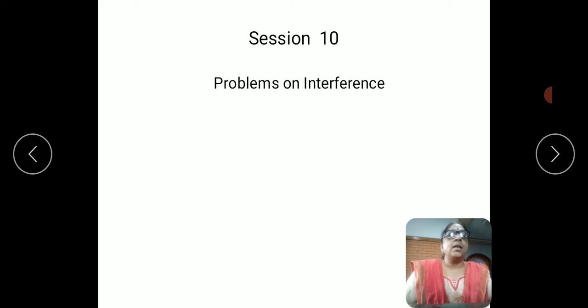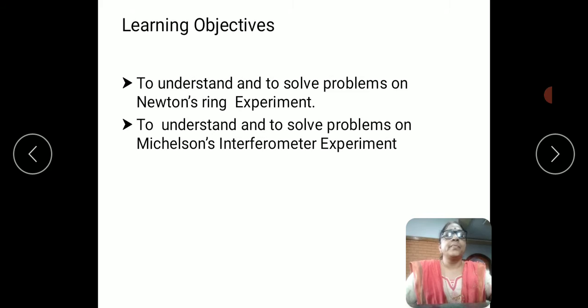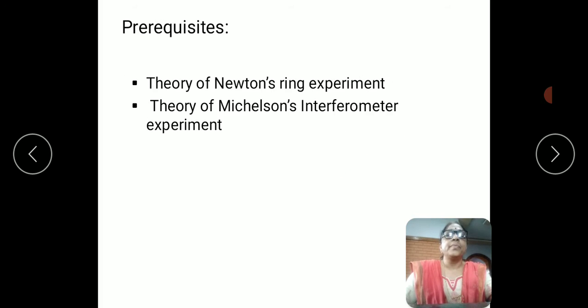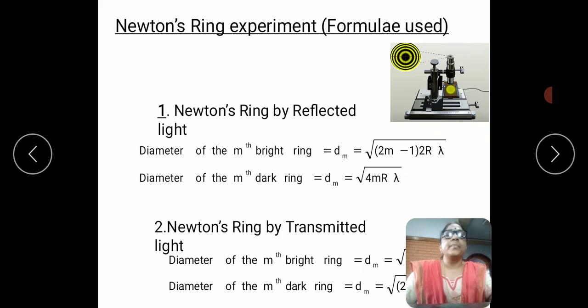In Session 10, we are going to solve some more problems on interference. The learning objective of this session is to solve problems on Newton's ring experiment and also the experiment of Michelson's interferometer. We need some prerequisites, such as the theory of the Newton's rings experiment and also the theory of Michelson interferometer.